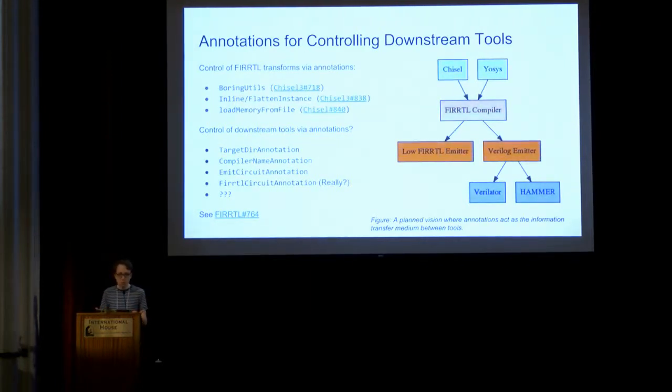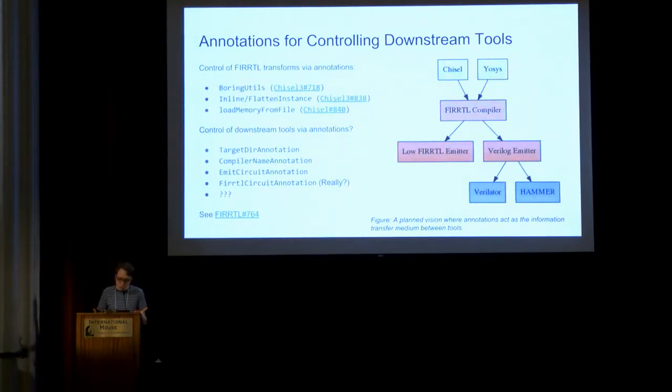However, you can also effectively use these to control things that are happening in the hardware compiler framework. So things like the target directory annotation for controlling what build directory you're using, what the compiler name annotation is, what compiler I want to run, what circuit I want to emit, or even really a FIRRTL circuit annotation for encapsulating an entire circuit. Well, wait, I started this whole thing talking about you have a circuit path and you have an annotation path, but the annotation path can effectively subsume the circuit path.